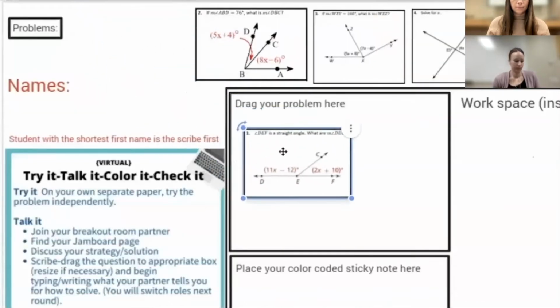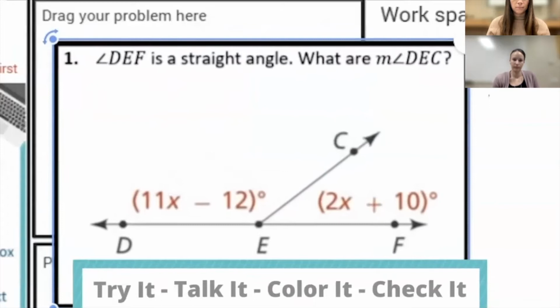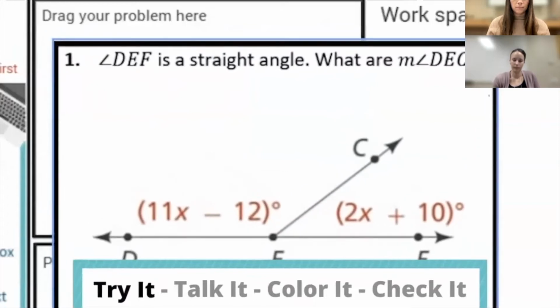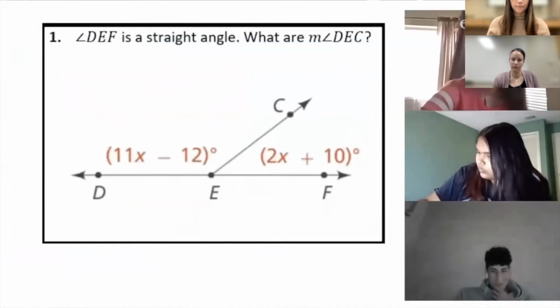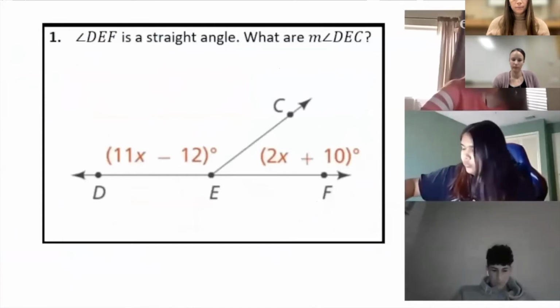Okay, guys, we're going to work on one problem at a time. We're going to start with problem number 1. I'm going to give you 2 minutes. For the first step, Try It, students are working on the problem independently. This step is really important for students to develop any questions they may have about the problem at hand.